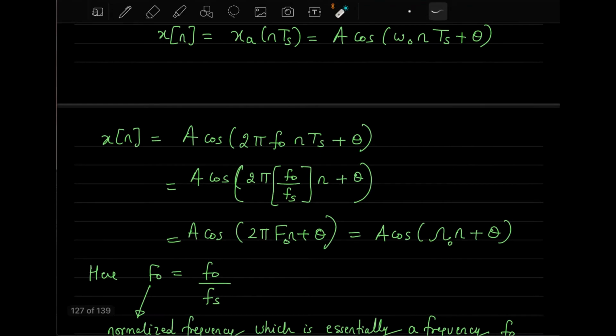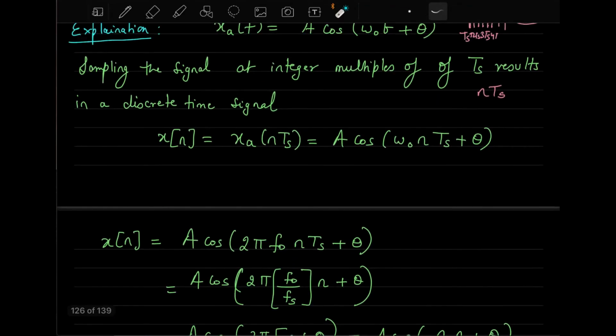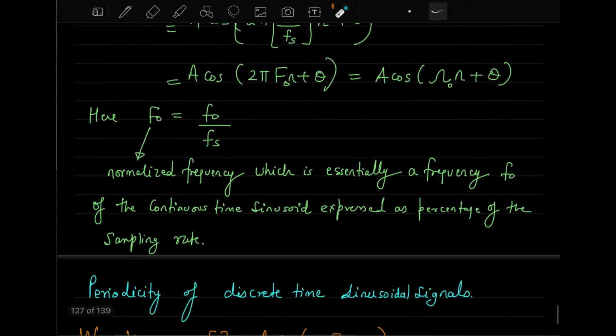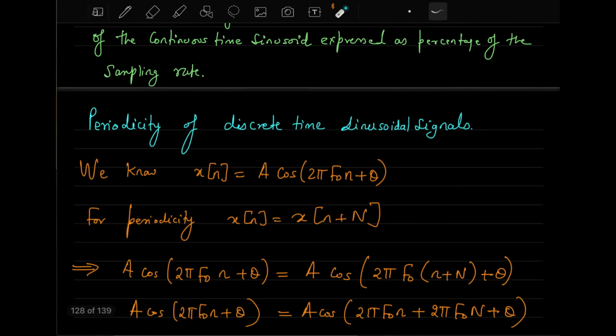So this is basically giving you the insights into this discrete time signal. Now we will discuss the periodicity of these discrete time sinusoidal signals. By periodicity of discrete time signals, we have to apply this condition, which is x[n] equals x[n plus N]. We have discussed what capital N is, and we have discussed the same story in our continuous setting also.